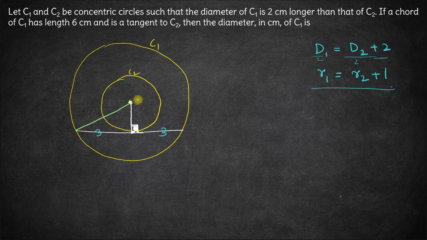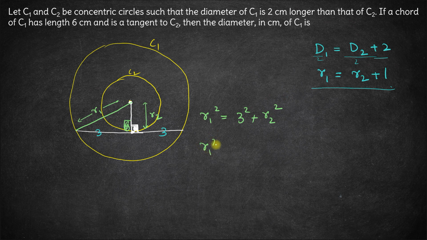Now what is this length here? This is the radius of the bigger circle, which is R1. So this whole thing is R1. And what is this? This is the radius of the smaller circle, which is R2. Right? So now in this triangle, this is 90 degree, hence this is a right angle triangle. So we can use Pythagoras theorem here. R1 square, the hypotenuse, is equal to 3 square plus R2 square, right?